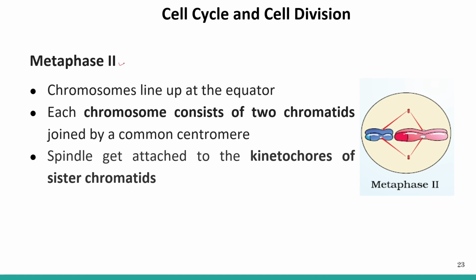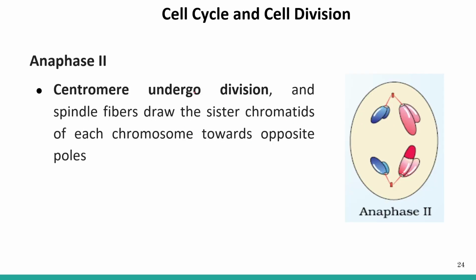Now, the next stage is metaphase 2. What happens during metaphase 2? Again, the chromosomes are arranged at the equator. Each chromosome consists of 2 chromatids joined by the centromere. The spindle fibers again get attached to the kinetochore of the sister chromatids. Kinetochores are present on the centromere, as we already know.